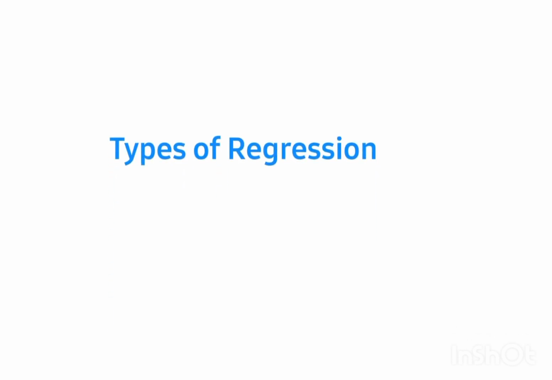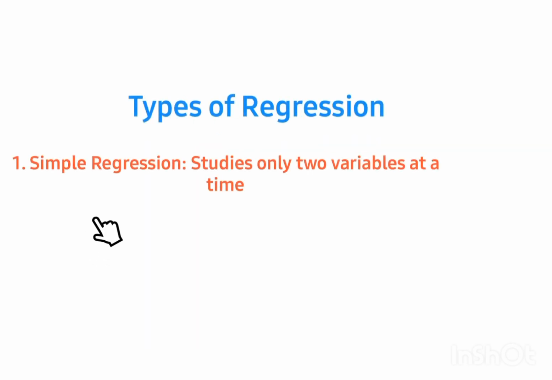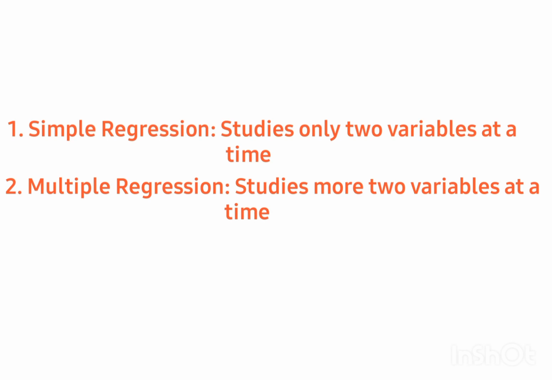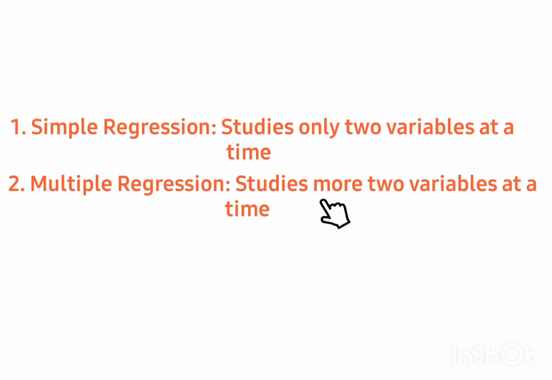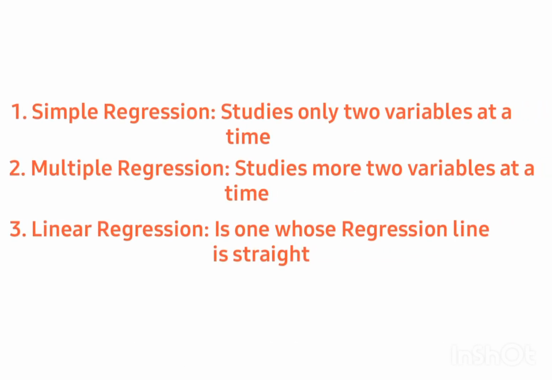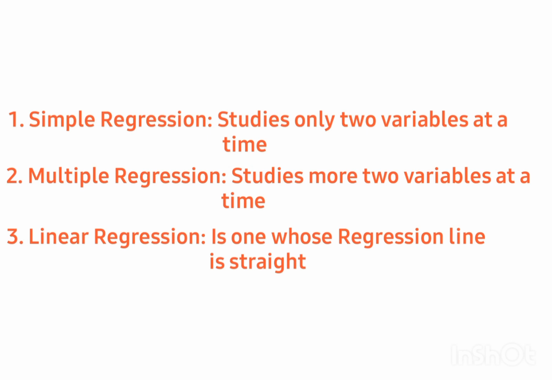Now let's take a look at various types of regression. The first one is simple regression. Simple regression studies only two variables at a time. The second one is multiple regression. Multiple regression is one that studies more than two variables at a time. The third type of regression is one known as linear regression. Linear regression is one whose regression line is straight.